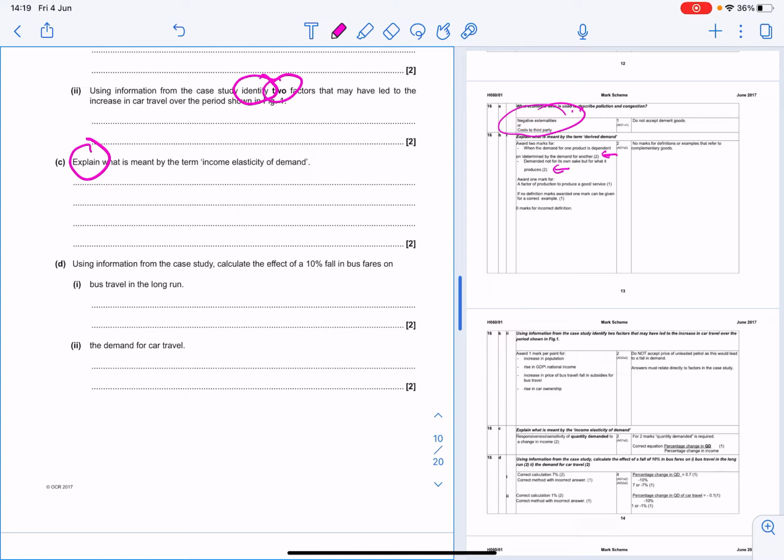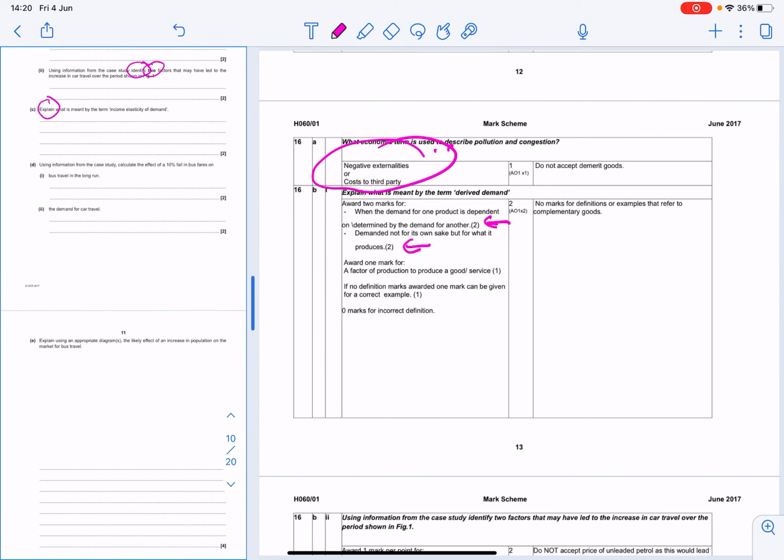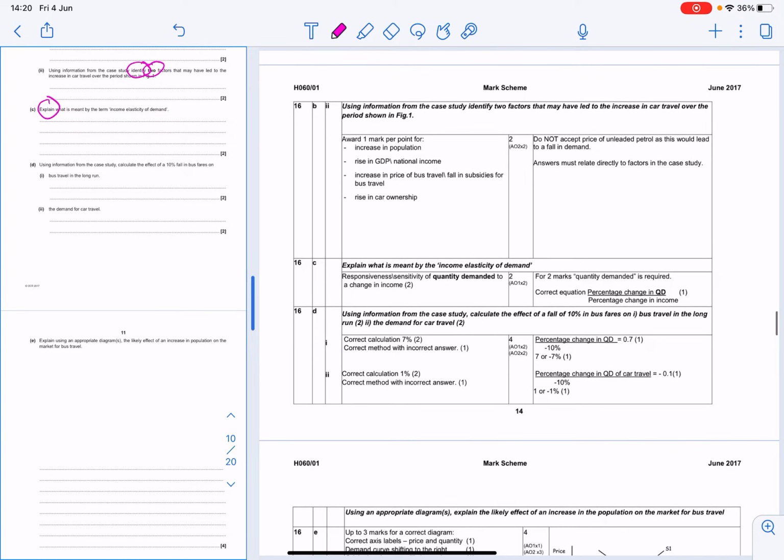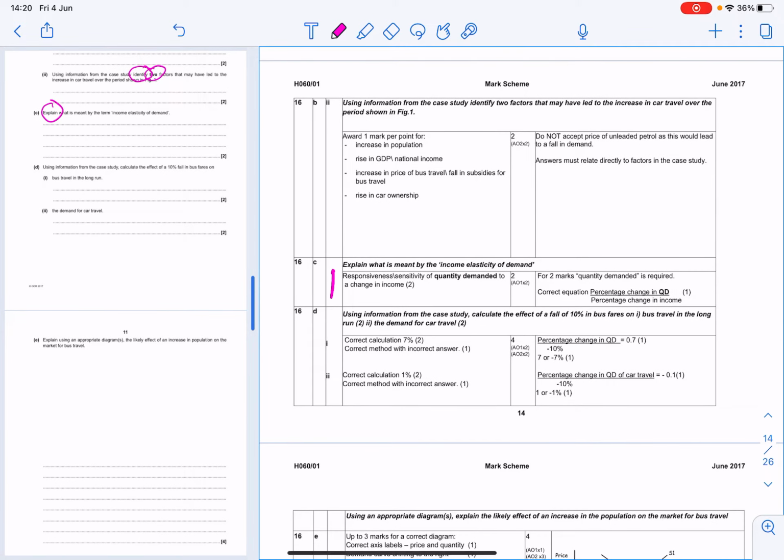It's all about the responsiveness. So how much does demand change when income changes? We know that for most goods, when income goes up, demand goes up. But what we're looking at is how much does it go up by? Does demand go up by a little bit? Does demand go up by a lot? So responsiveness of quantity demanded due to a change in income. So here is the definition.